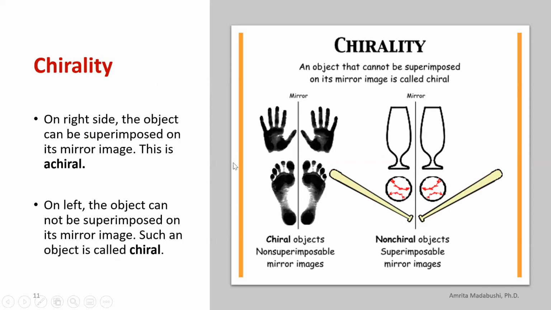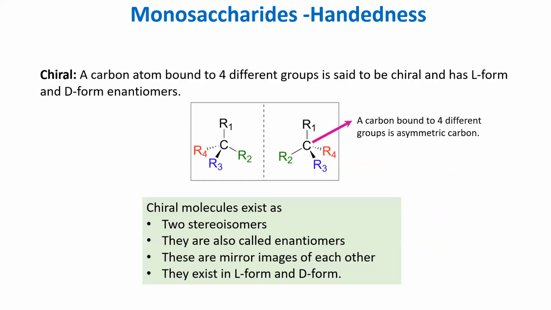The distinction between chiral and achiral. Look at this. This slide is your key to understanding the chirality concept. A carbon that is bound to 4 different groups is an asymmetric carbon. An asymmetric carbon is chiral.